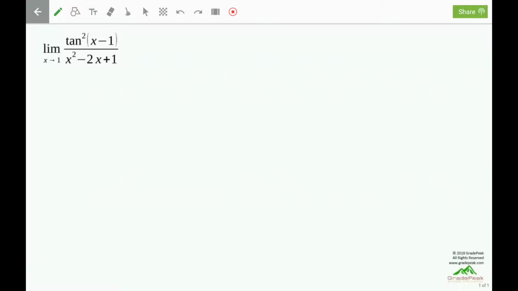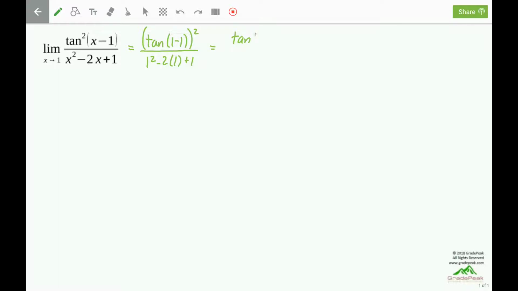Limit as x goes to 1 of tan squared of (x minus 1) divided by (x squared minus 2x plus 1). The first thing we're going to do is try plugging a 1 in for each of the x's. That will give us the tangent of (1 minus 1) and then quantity squared. Remember that tan squared means to work out the tangent and then square the result. Divided by 1 squared minus 2 times 1 plus 1.